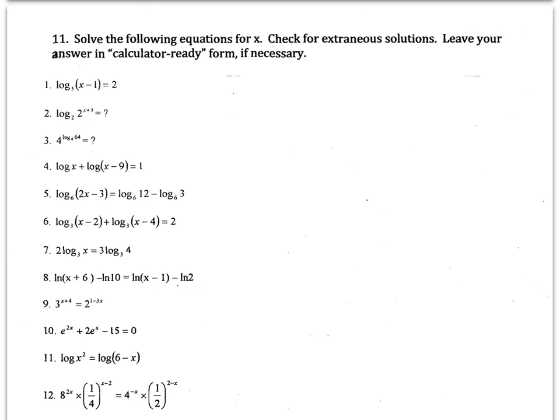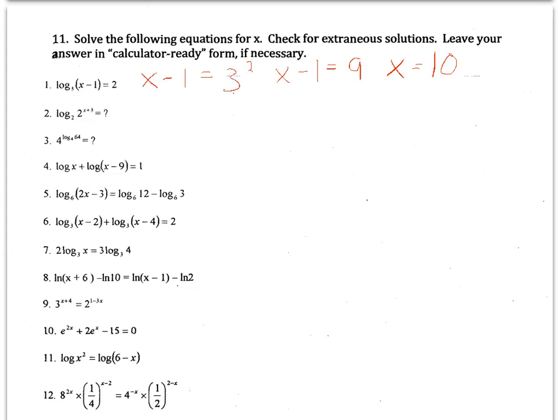The following problems are practice for solving logarithms. So for number 1, we first want to write that as an exponential. So we have x minus 1 equals 3 squared. So x minus 1 equals 9. So x equals 10 would be our answer for x.